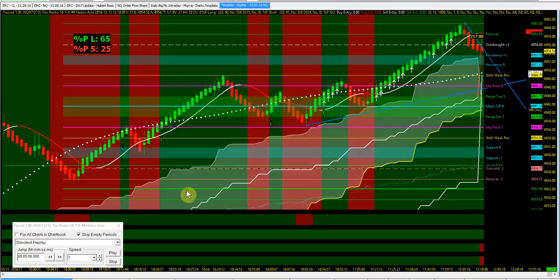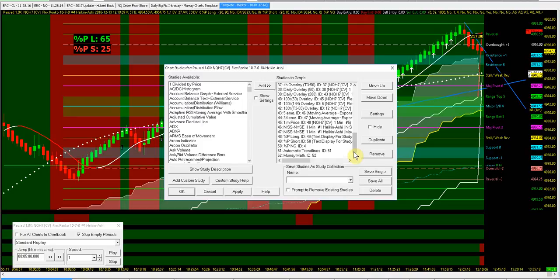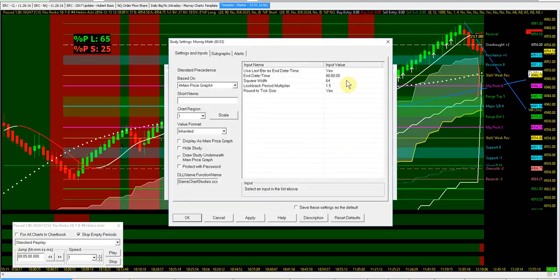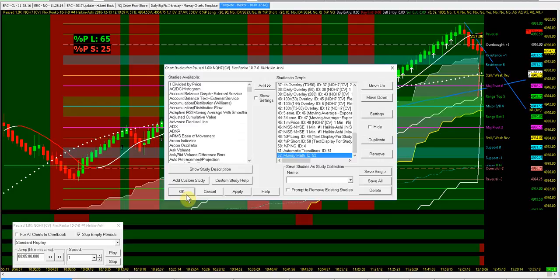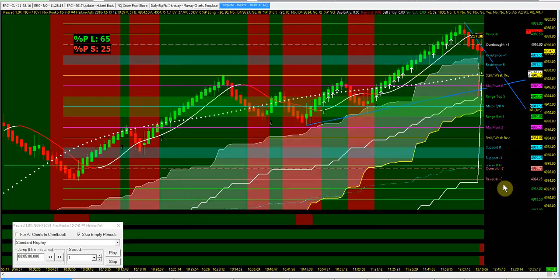This is amazing. Boom. Okay, this is a 64, the square width of 64. And I'll show you the settings on that guy. 64 square with a look back period of 1.5, which is pretty standard. I changed my rounded tick size to yes. I like to see the tick sizes rounded off instead of the exact math.